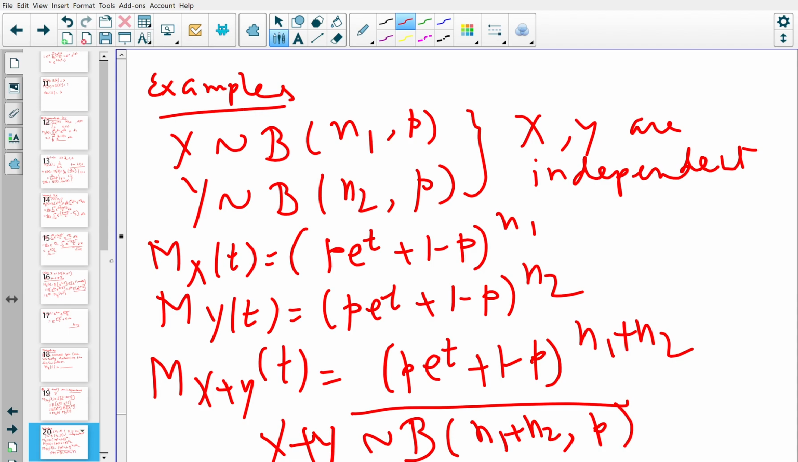So this probably tells you that looking at the moment generating function, you can determine the distribution also, right? Now you can do this homework.